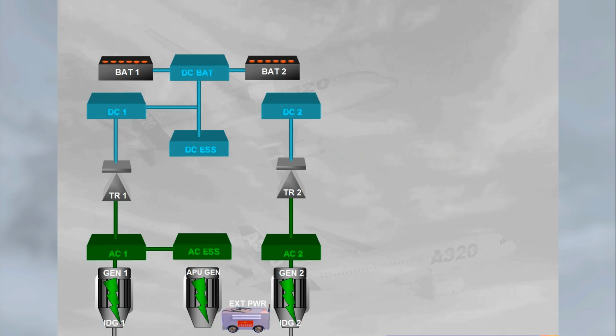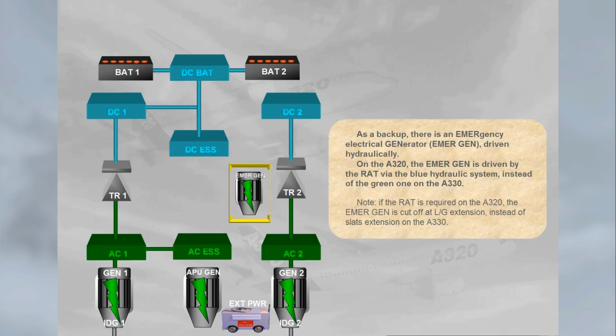As a backup, there is an emergency electrical generator, Emer, driven hydraulically. On the A320, the Emer is driven by the RAT via the blue hydraulic system instead of the green one on the A330. Note, if the RAT is required on the A320, the Emer is cut off at landing gear extension instead of slats extension on the A330.